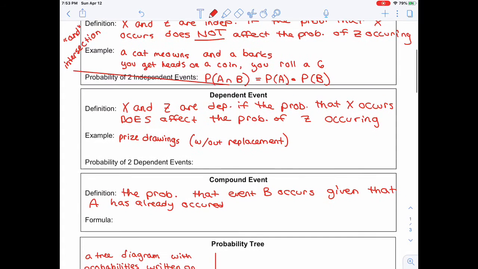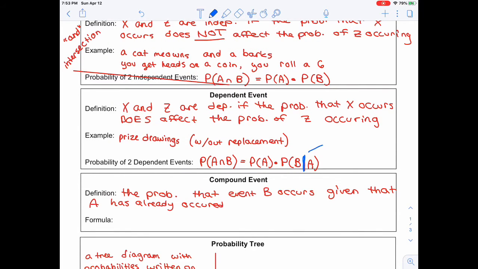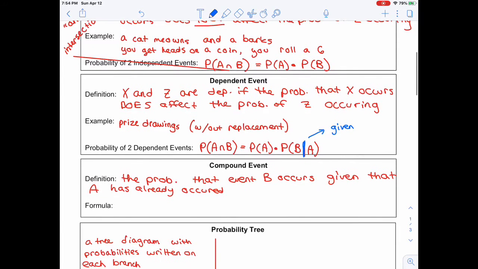And our probability of two dependent events, again, it's the probability of A and B, so A intersection B, that's equal to the probability of A times the probability of B given A. So notice how I wrote that right here. I'll put it in a different color. This line, that just means the word "given." That's how you write it in math. So the probability of B given that A already occurred. And we'll do some examples below.